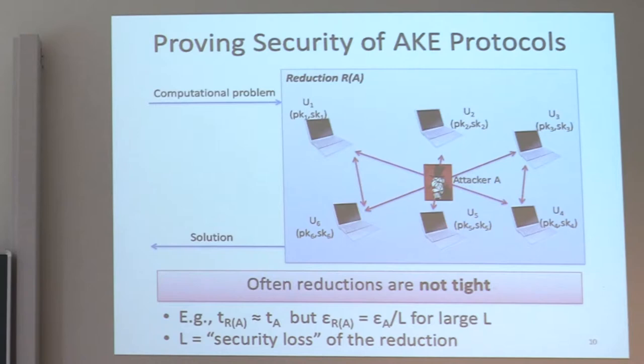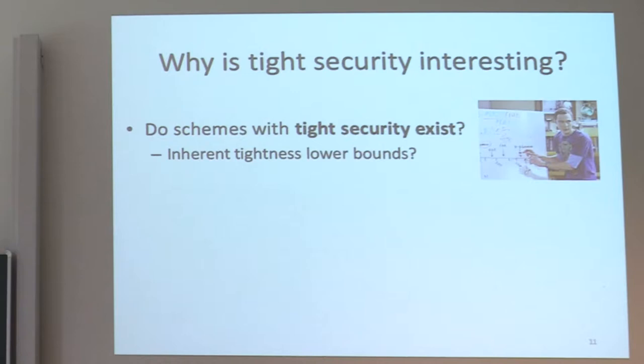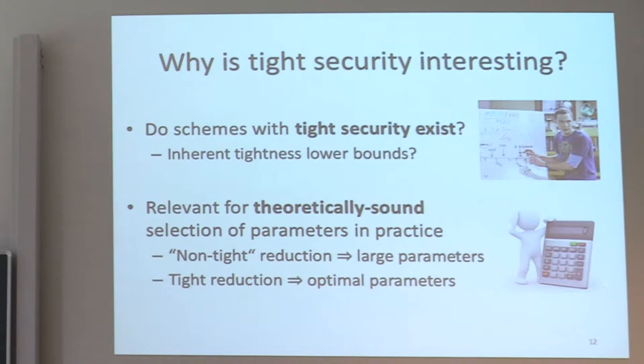So we are interested in tight security, which means we want this loss to be as small as possible. Why is this interesting? First of all, it's an interesting theoretical question in its own right, I believe: how close can AKE protocols be connected to computational hardness assumptions like breaking RSA, solving the discrete logarithm problem, and so on. But probably more important from a practical perspective is that we need to take the tightness of a reduction into account if we want to select parameters for a crypto system in a way that is backed up by the security proof that we have.